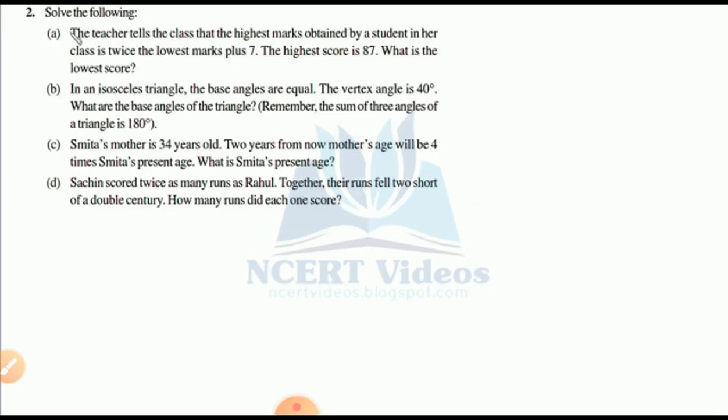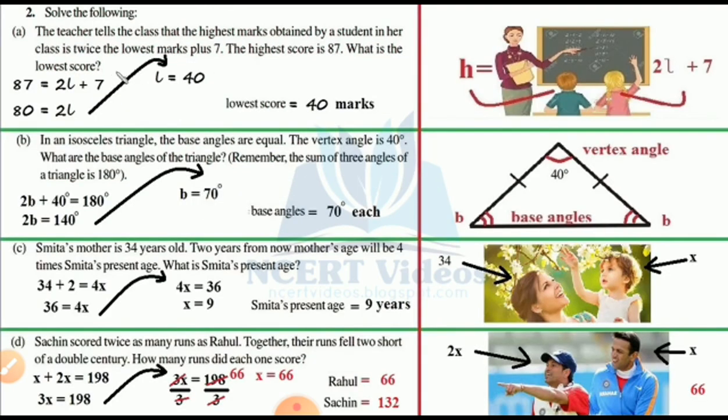Look at question number 2. Solve the following. The teacher tells the class that the highest mark obtained by a student in her class is twice the lowest marks plus 7. The highest score is 87. What is the lowest score? B. See, here pictures are also given. Teacher is teaching and students are saying lowest and highest.